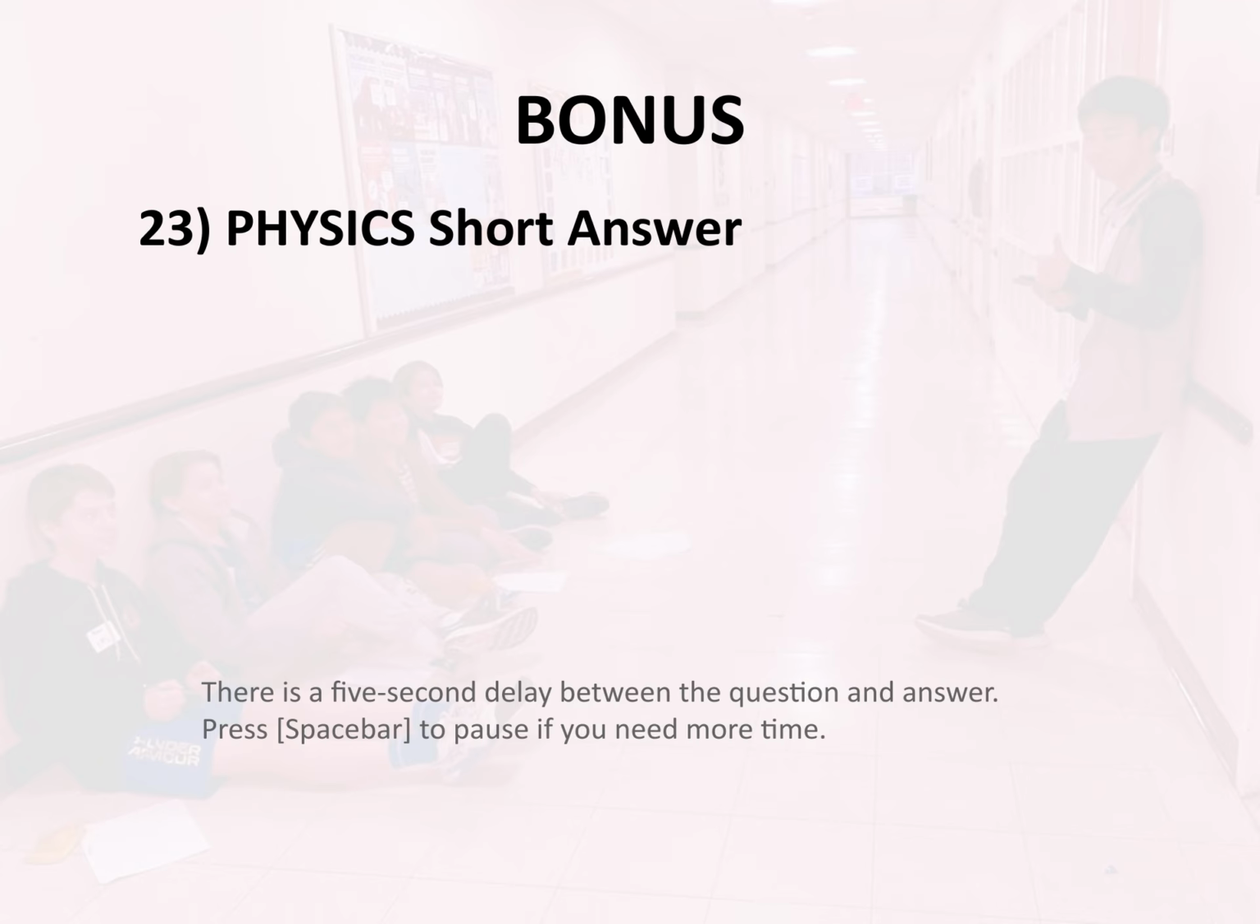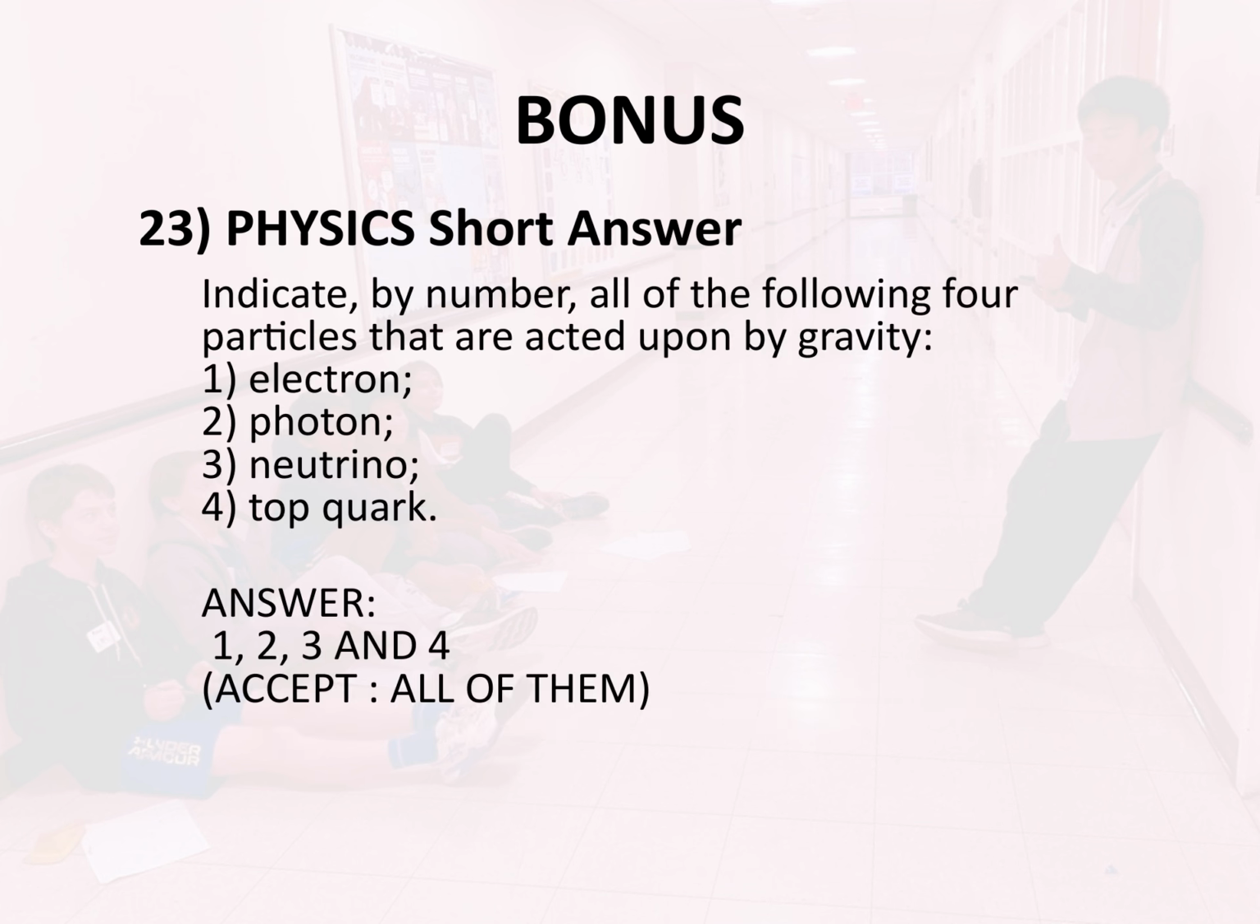Bonus 23. Physics. Short answer. Indicate, by number, all of the following four particles that are acted upon by gravity. 1. Electron. 2. Photon. 3. Neutrino. 4. Top quark. Answer 1, 2, 3, and 4.